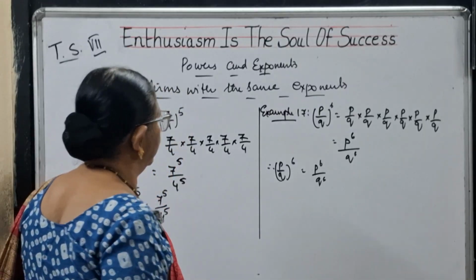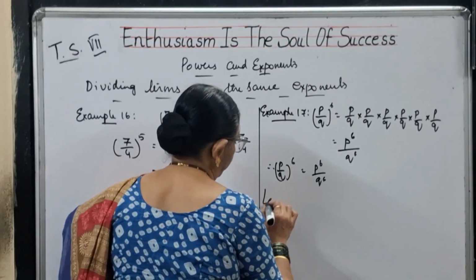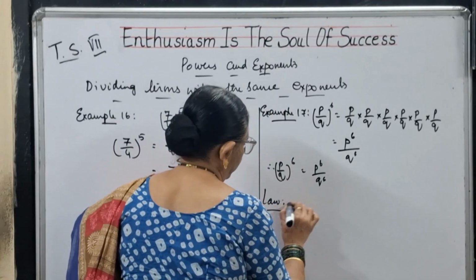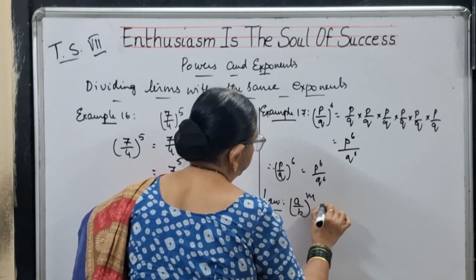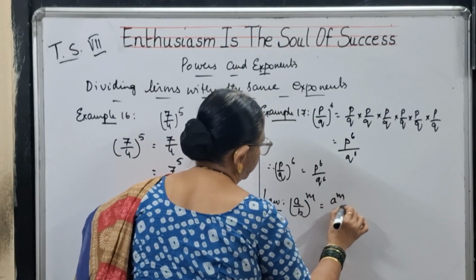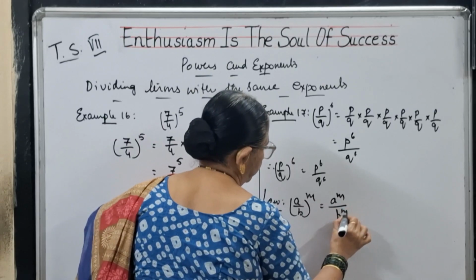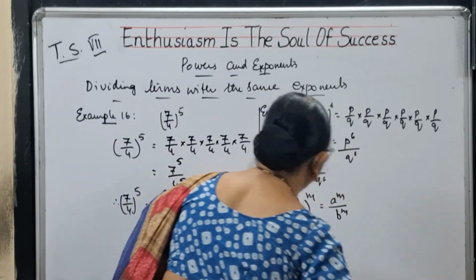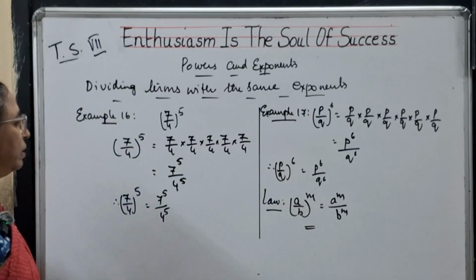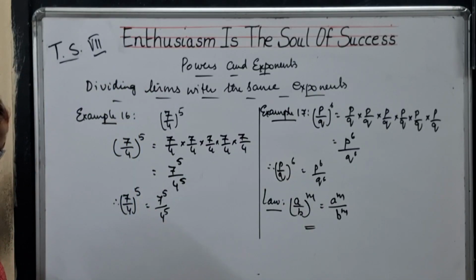So, basing on this, what is the law that you are getting? The law is A by B whole to the power of M is equal to A to the power of M by B to the power of M. This is the law which we have got by using these two examples, children. Please note it down.